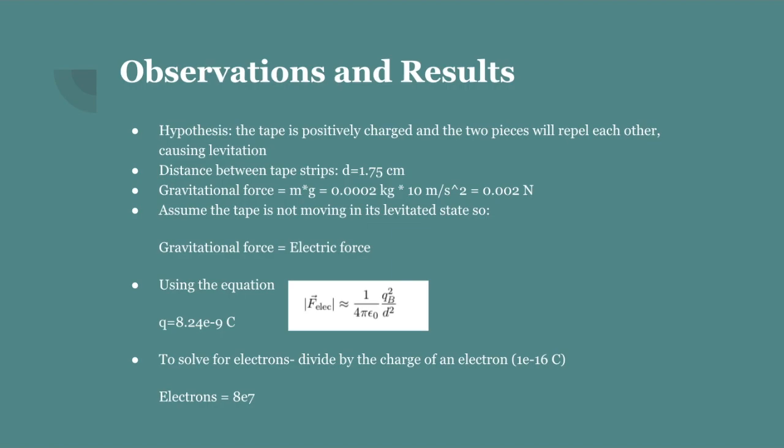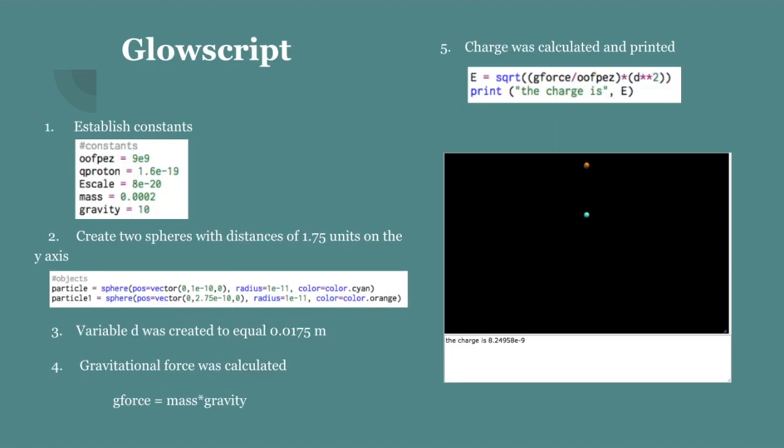Based on the assumption that the tape is not moving in its levitated state, gravitational force and the electric force will be equal. So then using the equation for the electric force that I have listed on this slide, Q was calculated as 8.24 times 10 to the negative 9 coulombs. To solve for the number of electrons, I divided this value by 1 times 10 to the negative 16 coulombs, or the charge of one electron. This gave me 8 times 10 to the 7 electrons.